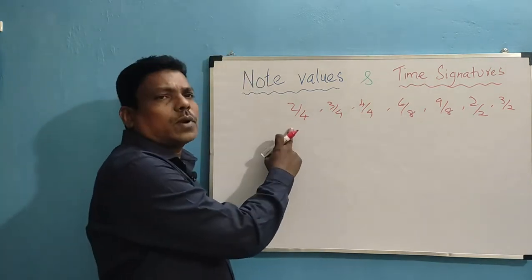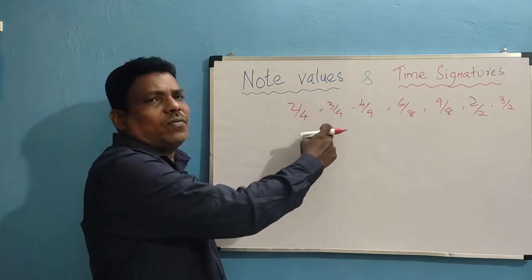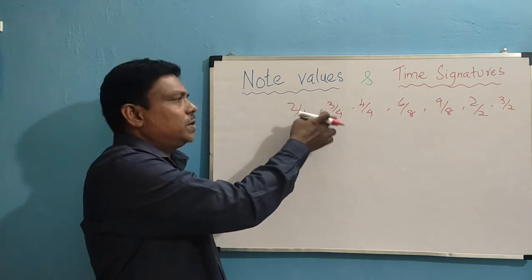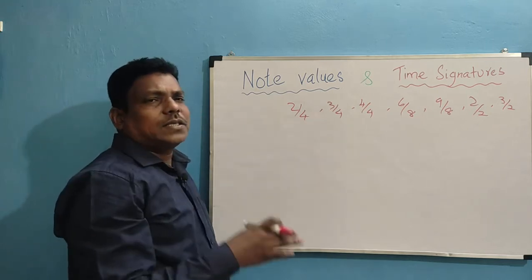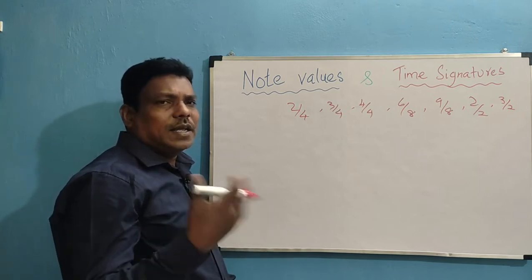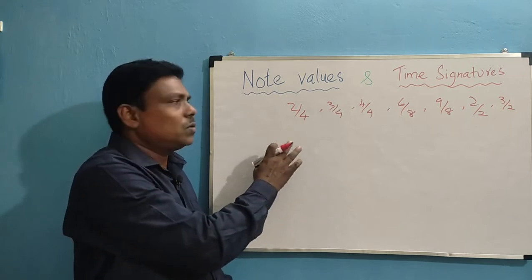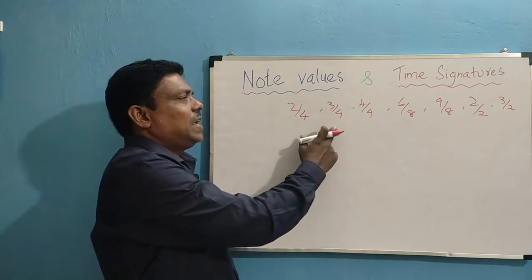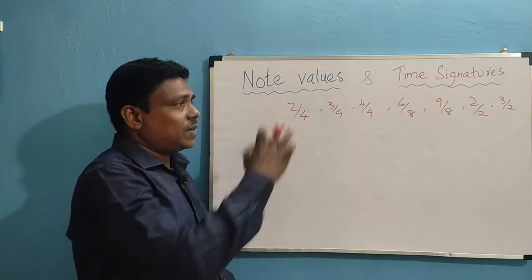And one more thing, while pronouncing this, don't pronounce it as 2 by 4, 3 by 4. Just separate both the numerals. I have drawn a slash between them. Don't pronounce it as 2 by 4, 3 by 4. That is a wrong method. It will give a different meaning in mathematics. This is not mathematics, this is related to music. So always pronounce it as 2 4, 3 4, 4 4, 6 8, like that you have to pronounce.